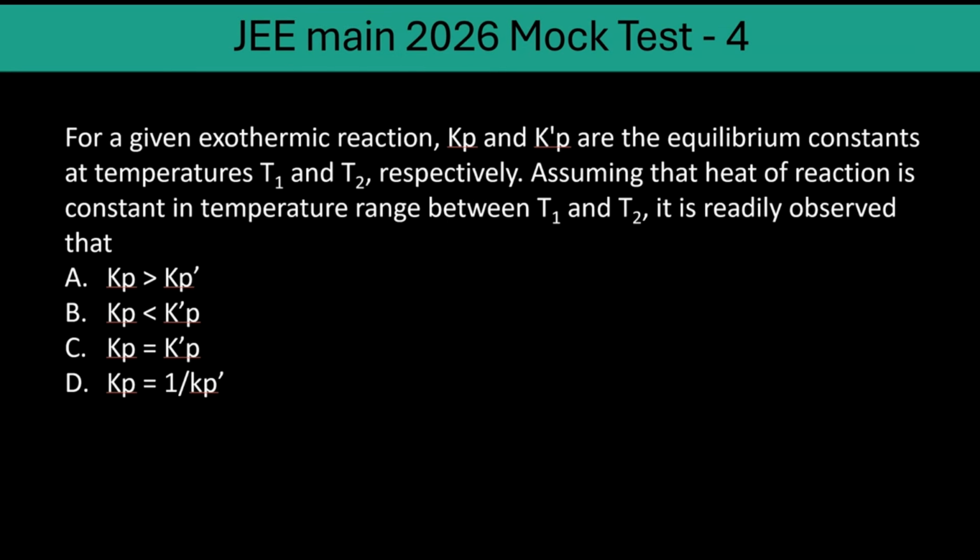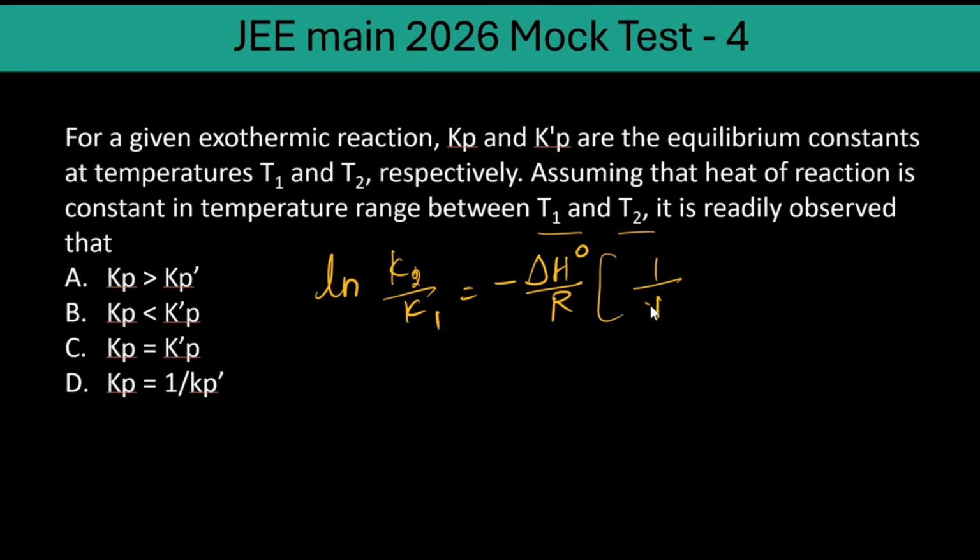Isothermic reaction, Kp and Kp dash are the equilibrium constants at temperature T1 and T2. Assuming that the heat of the reaction is constant at temperature range between T1 and T2, it is readily observed that. Okay, so we know that ln K2 by K1, that is equal to minus delta H0 by R into 1 by T2 minus 1 by T1. So they mentioned that it is an exothermic reaction, where the delta H0 value is less than 0. Correct. So that will be negative value.